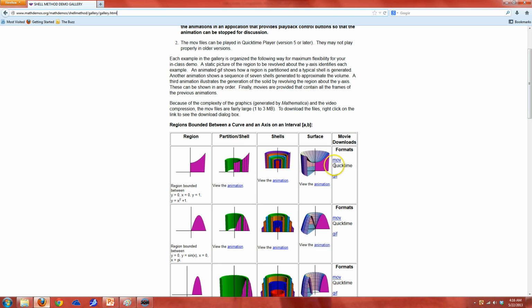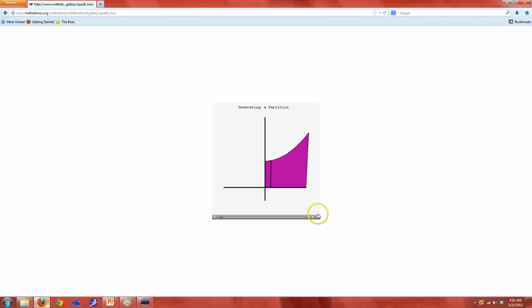Let's see what happens when I hit this. Okay, QuickTime movie starts up. So what's happening is you have this region that you're going to rotate. Looks like you're going to rotate around the y-axis. So you're going to chop it into some subintervals, and then you're going to take a typical rectangle and rotate that around. And what you're going to see is just a half view of it for now. Then it's going to keep coming around. That's how we're going to get a shell.